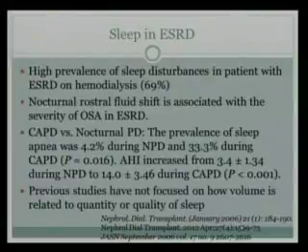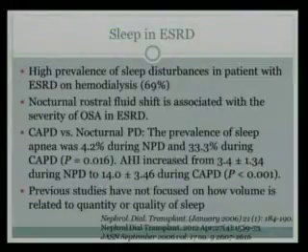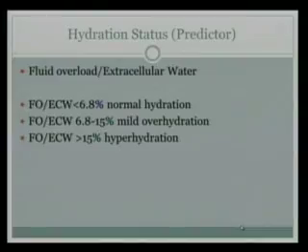But previous studies have not exclusively focused on how volume is related to quantity or quality of sleep. So our goal was to look at when patients come into the dialysis unit, if they are more fluid overloaded, would they report worse sleep? And the metric that we used was hydration status, and this is based on previous literature. When the hydration status was less than 6.8%, that was considered normal hydration. 6.8 to 15% was mild overhydration, and greater than 15% was hyperhydration. So that was our predictor variable, looking at how fluid overloaded they were before dialysis.